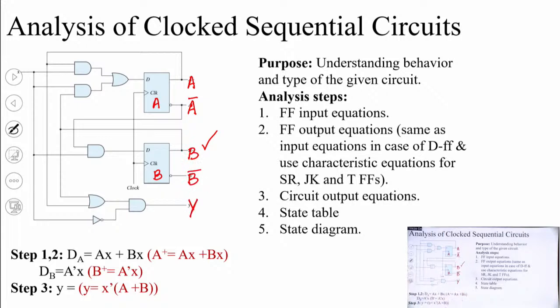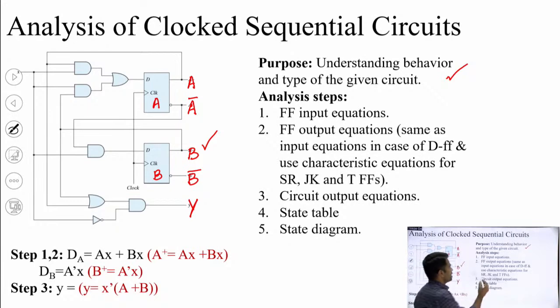So in this we can see these are the steps. The first step is understanding the behavior and type of the given circuit. Understanding the behavior means that it is a sequential circuit which has a common clock, that means it is a clocked sequential circuit, or we can say a synchronous sequential circuit.